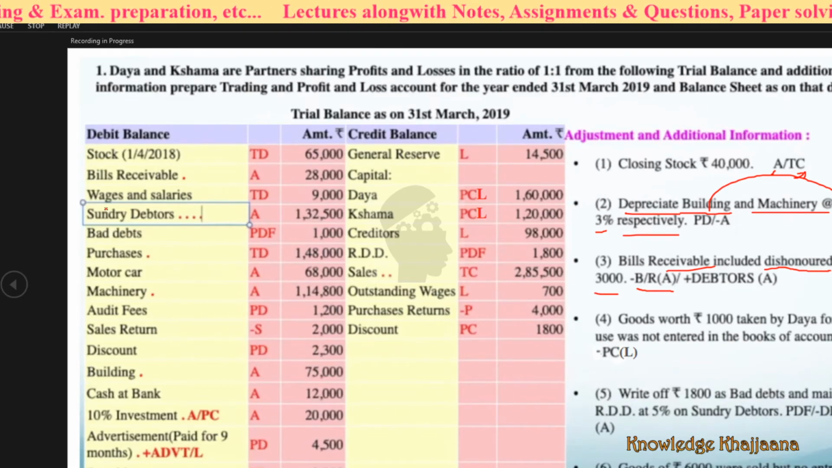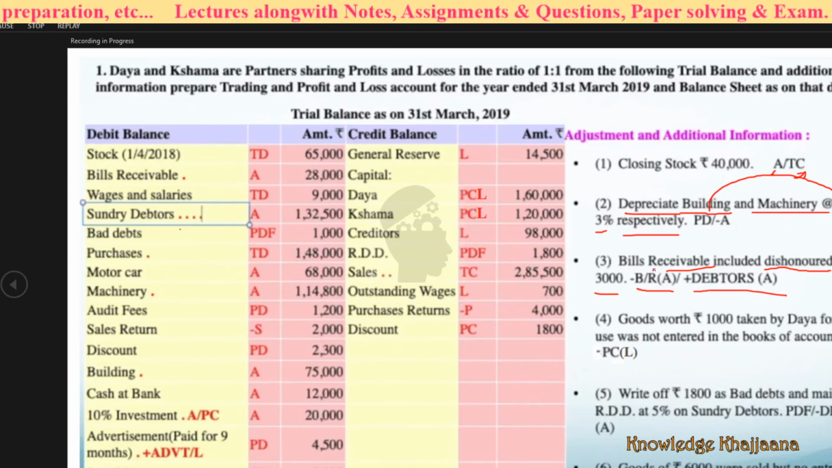Where are the debtors? See, sundry debtors first. Adjustment on the sundry debtors. Because there are two adjustments, we have to add it. Though the bills have been dishonored, that much amount will get deducted from the bills receivable, but those are still the debtors. So that amount will get added to the debtors. Plus debtors means added to the debtors. Debtors are there in the asset side.